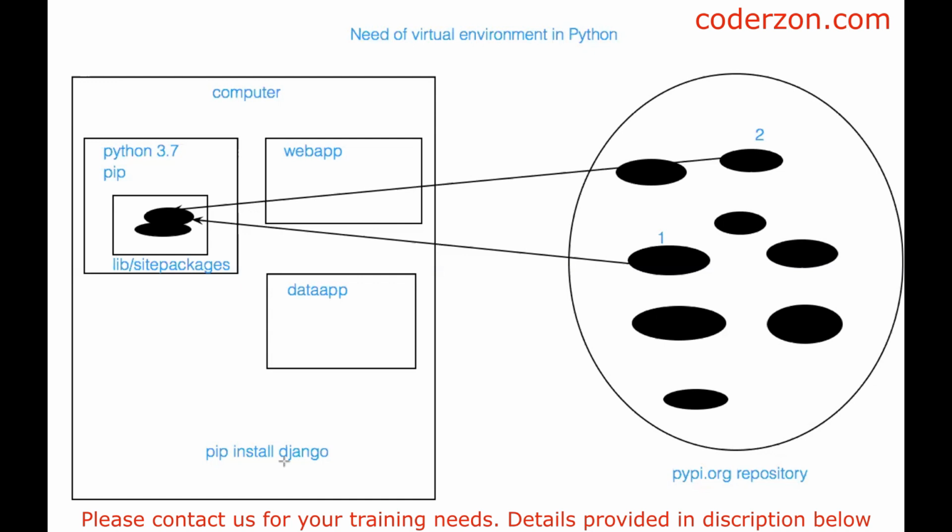Now, what is the solution? The solution is to create a virtual copy of Python for each and every project. For this project, I have a virtual copy of Python. For this project also, I can have a virtual copy of Python. Then we can install the packages to that particular virtual Python environment.